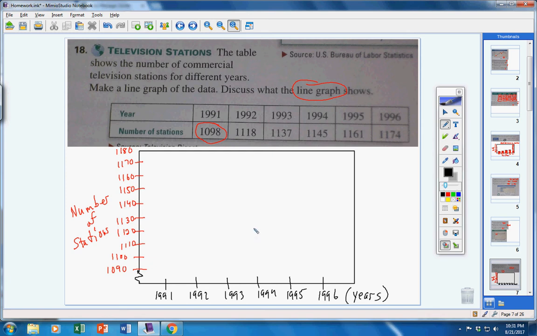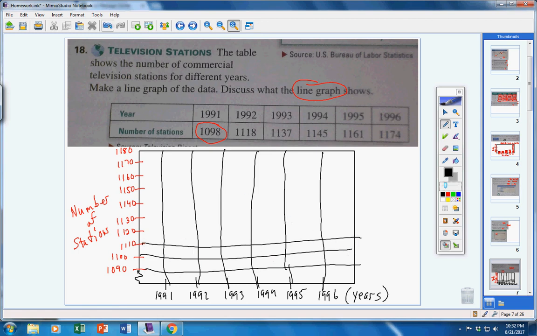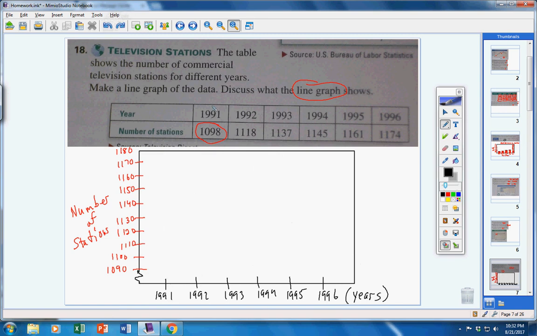Now, we should have a title, and I want your graphs on tests and quizzes to have titles. I'm not going to take time and write it, but the title for this would be something like number of television stations from 91 to 96 or something like that would be a good title. Now, I know that most line graphs are supposed to have lines going like this, and then lines going across like this. I'm not going to do this, I'm going to erase this in a second. Okay, that's how you're supposed to do a line graph, okay? I'm not going to make you do that, so be very careful here.